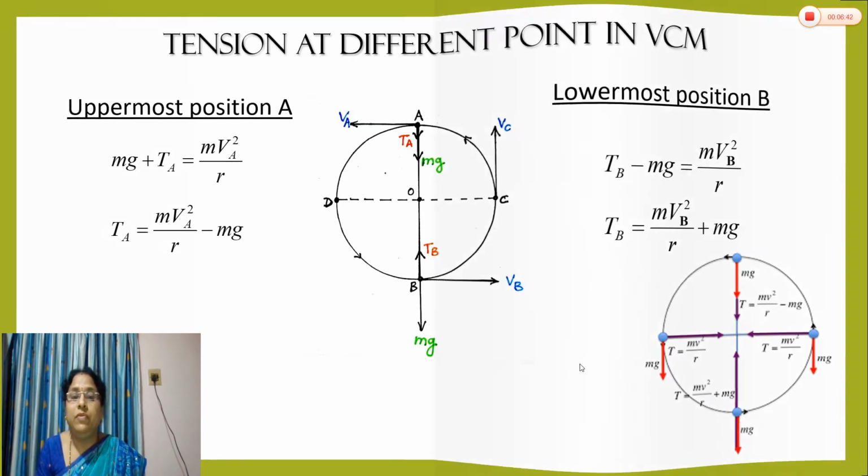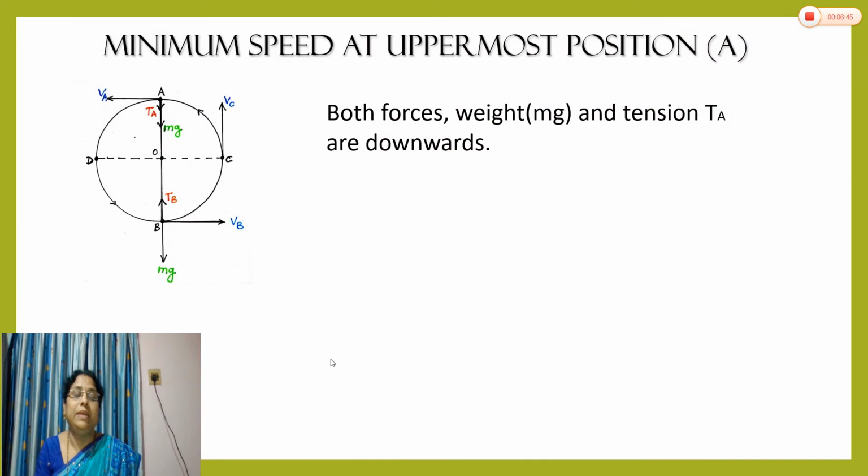Now we will discuss the velocity at different positions in the vertical circular motion. At first, we again consider this point A, that is the uppermost point. At this point, TA is the tension, mg is the weight, and VA is the minimum speed at this uppermost point A. We have to find this speed VA. So for that again we consider the equation of tension, that is mg plus TA is equal to m into VA square by r, that is equal to centripetal force.